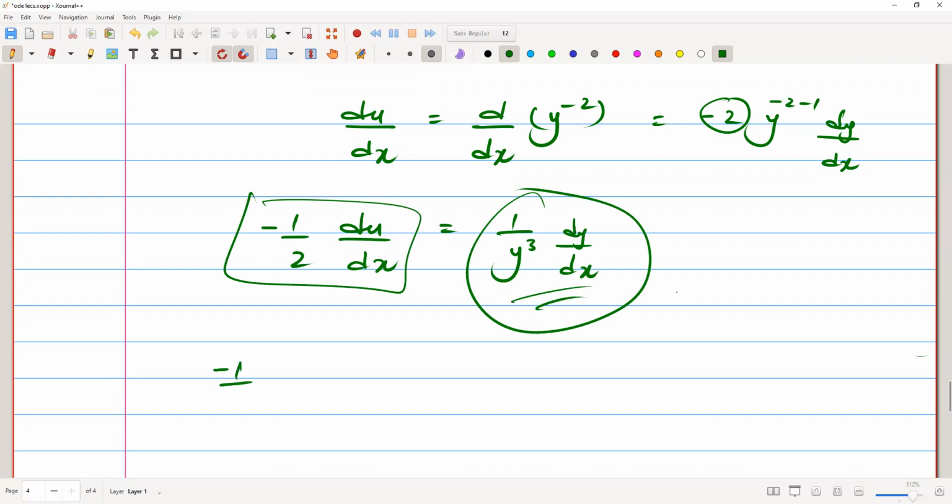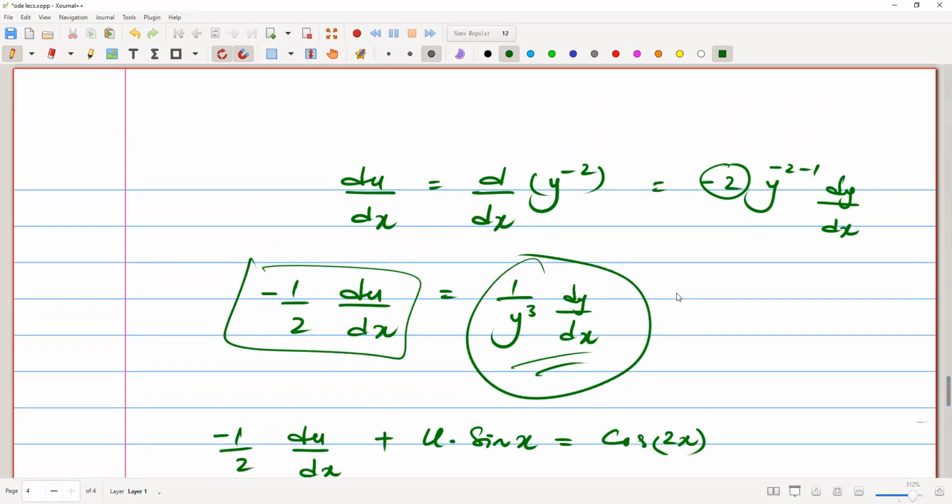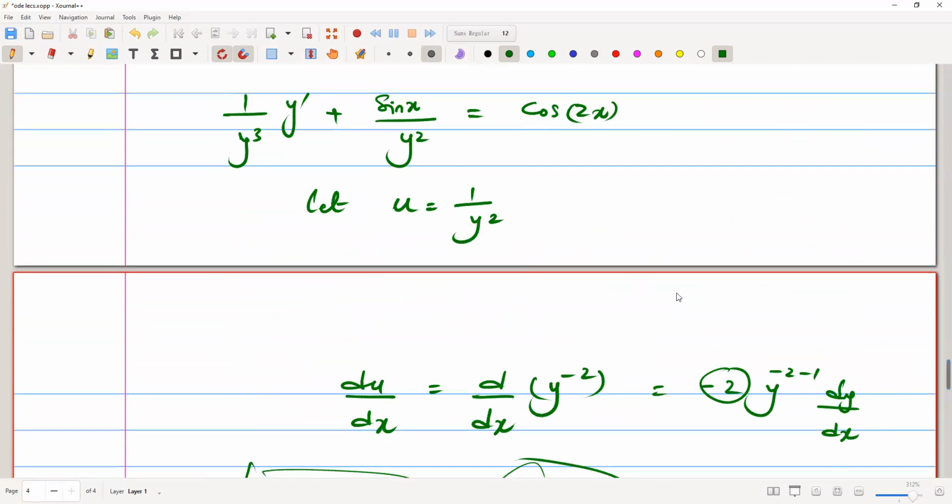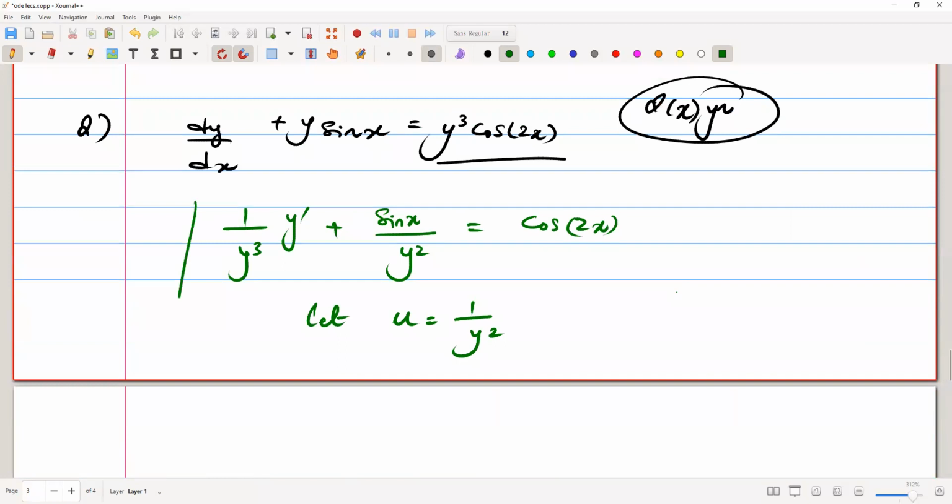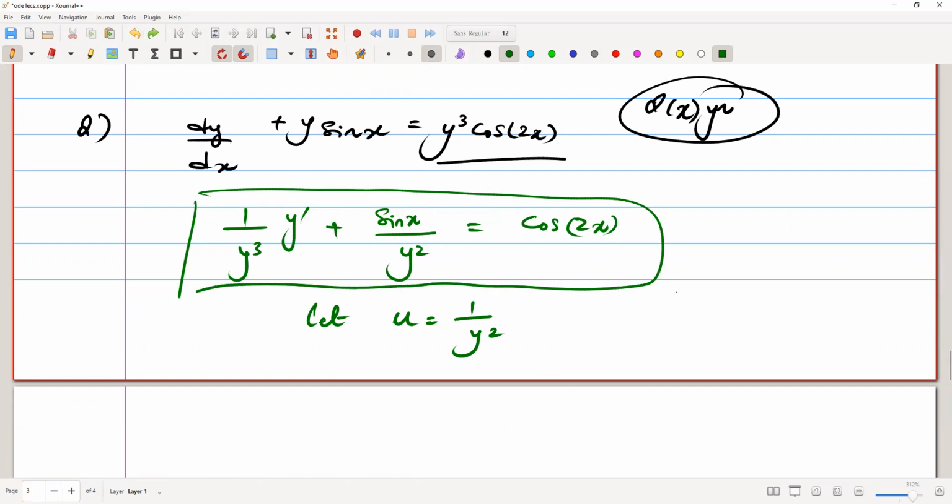We can substitute this thing in place of this one, right? So we can write -1 over 2 du by dx plus u times sine x equals cosine 2x, right? So we substituted these values in the question that was given here, the simplified form, this thing here.